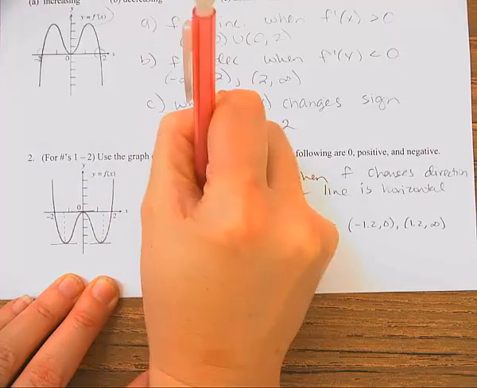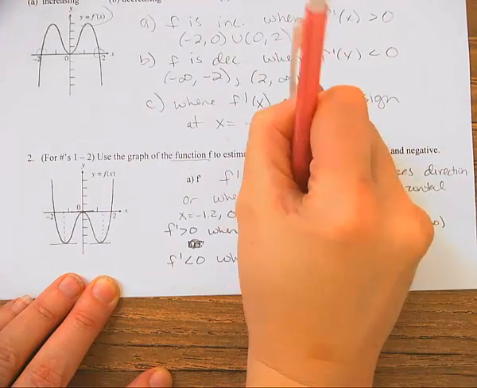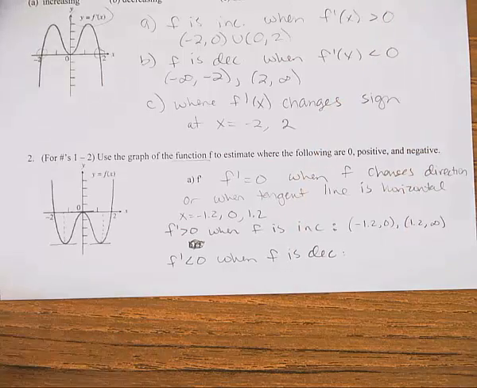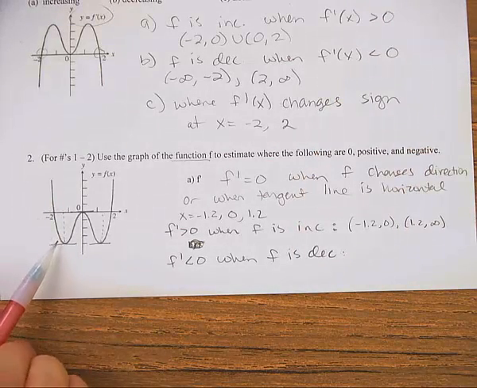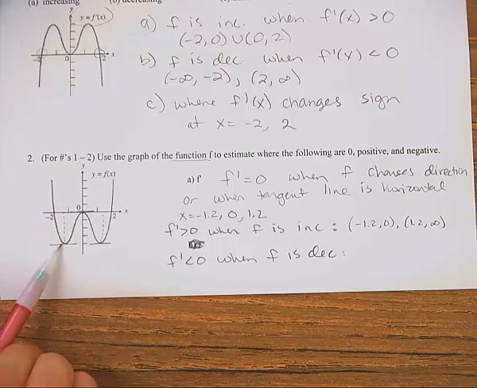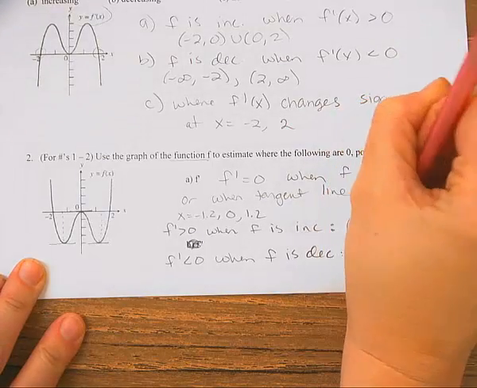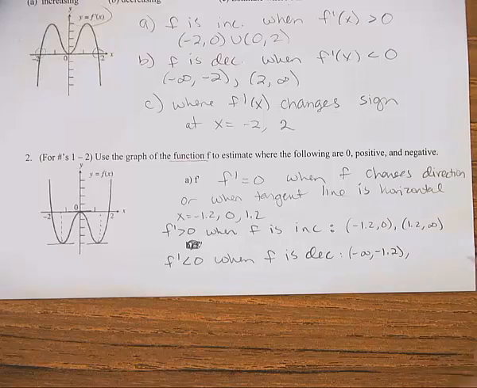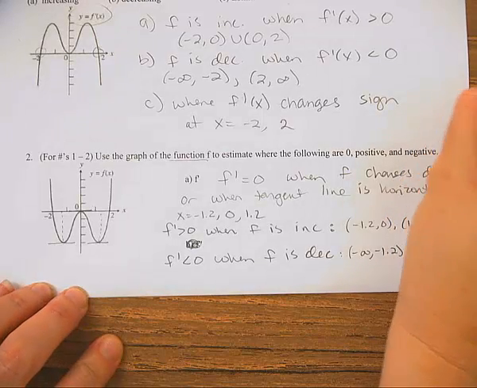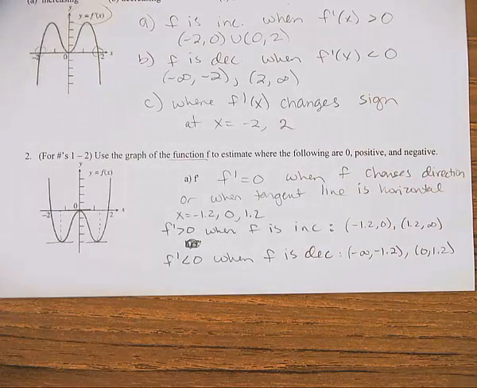So f prime is going to be negative when f is decreasing. So then I look to see when the function's going down. That's when its derivative is negative. So it's going down from negative infinity to negative 1.2, and then between 0 and positive 1.2. So that was part A.